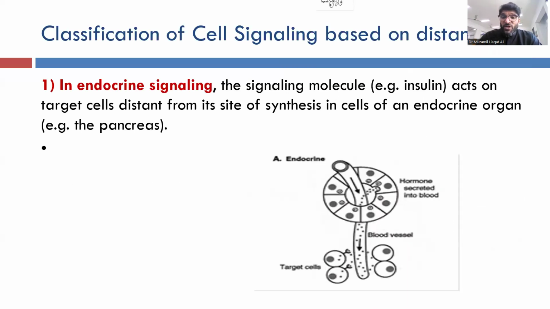Now let's move to the classification of cell signaling based on the distance. The very first one is endocrine signaling, for example insulin, or paracrine, the neurotransmitters, or autocrine, the growth factor in tumors. This classification is essential for understanding hormone physiology.